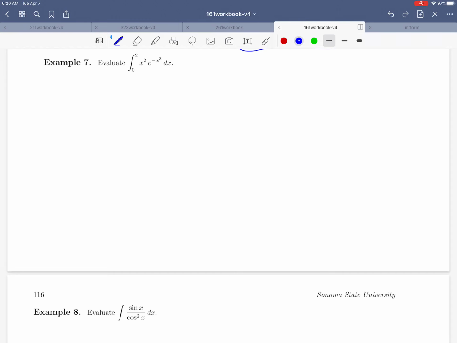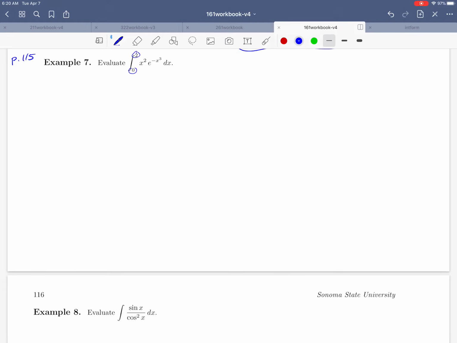Welcome everybody to example 7. This is still page 115 of the workbook, and we're going to work through another example of using the substitution rule to calculate an integral. This time we're going to do a definite integral. Notice that we have limits 0 to 2 on this, and so the result of this integral is going to be a number instead of a function this time.